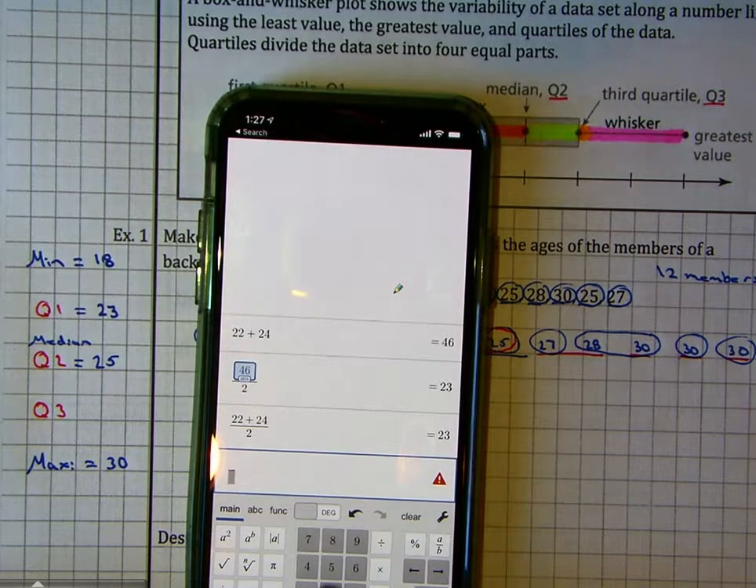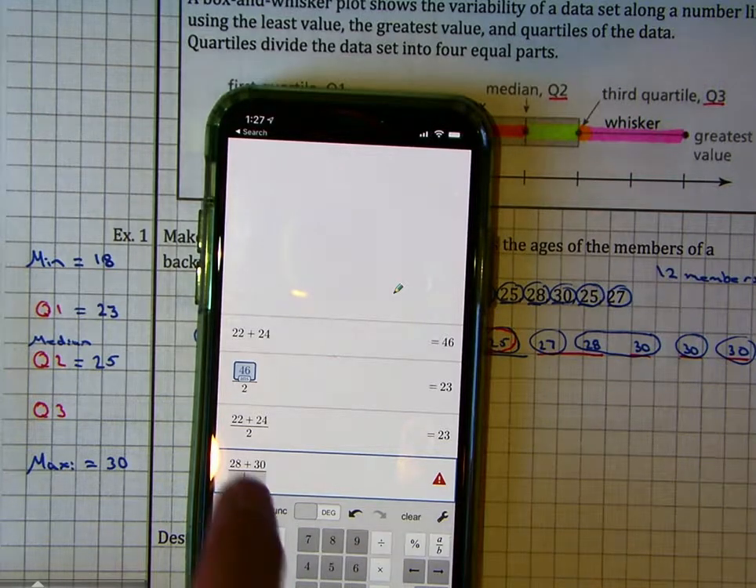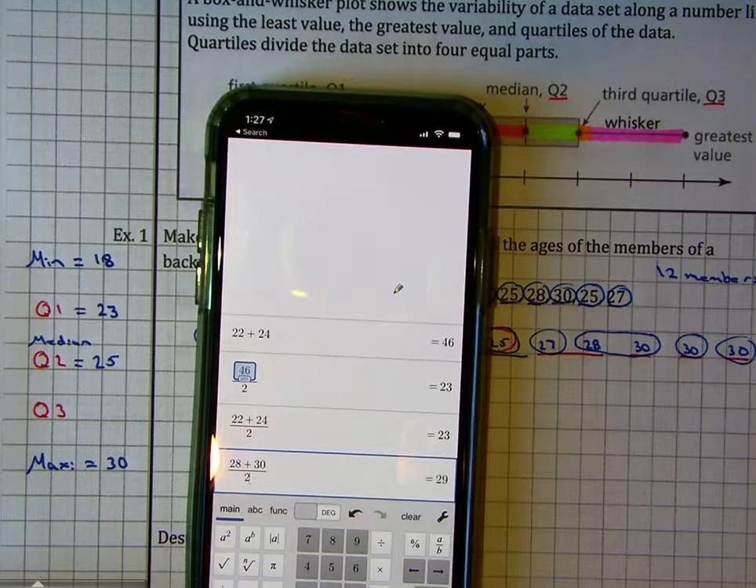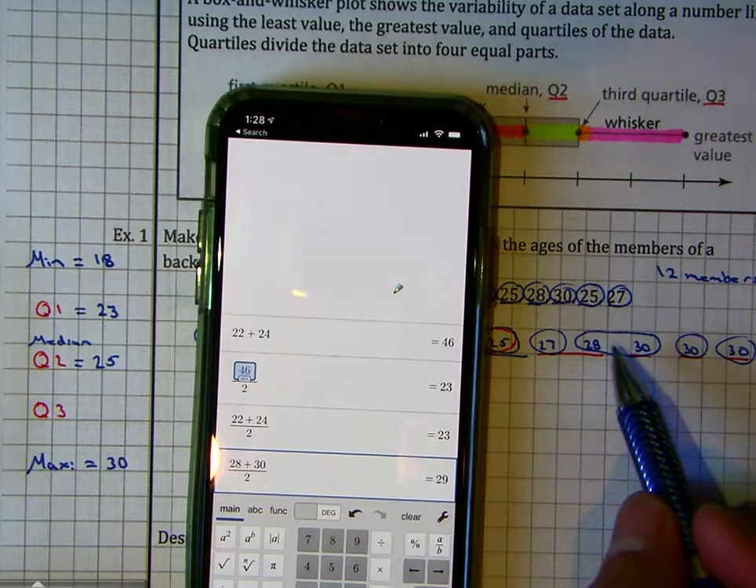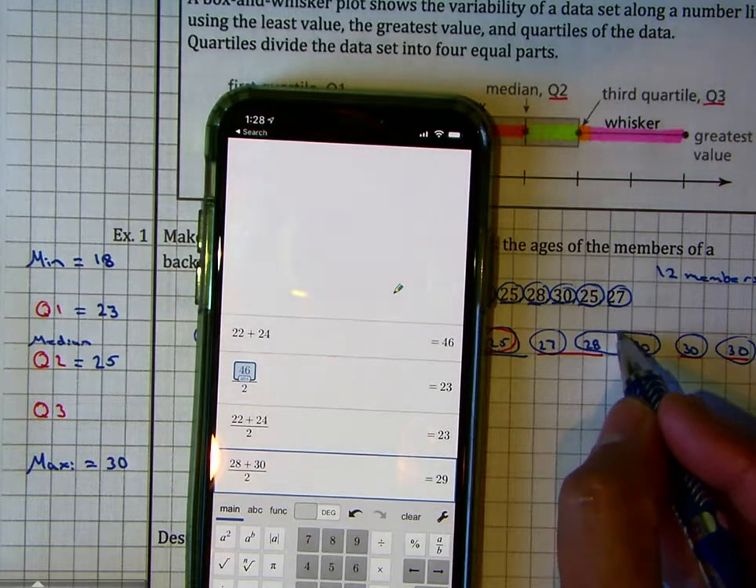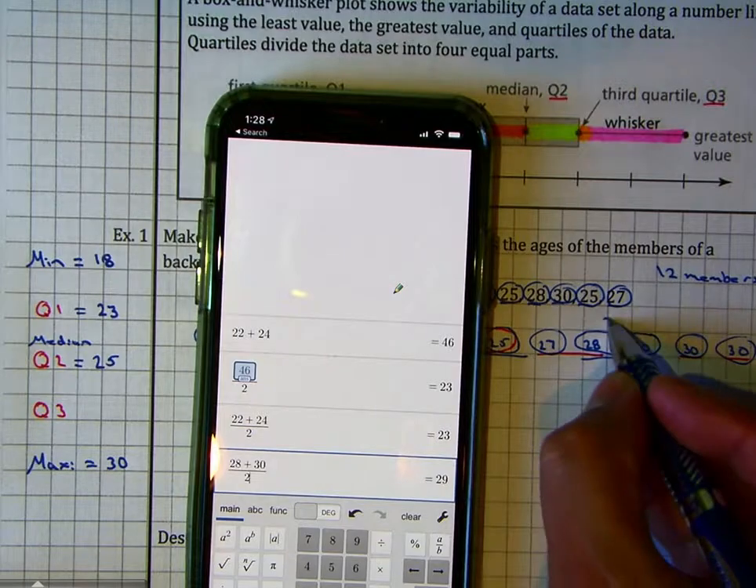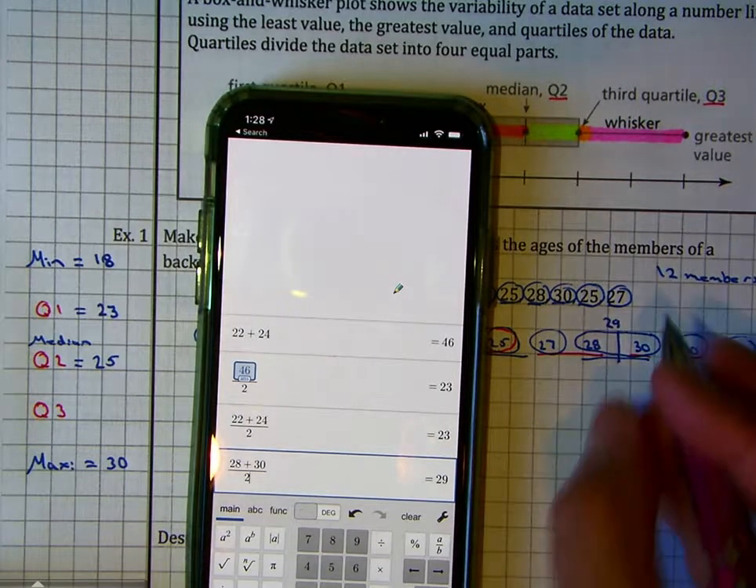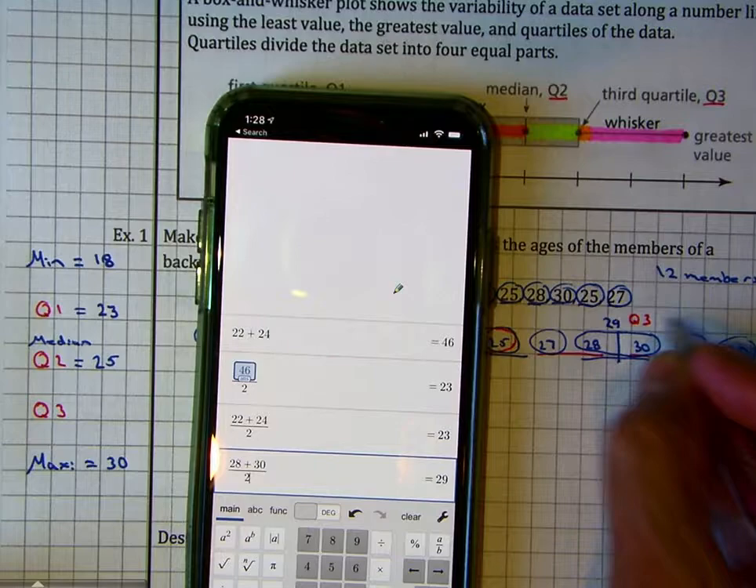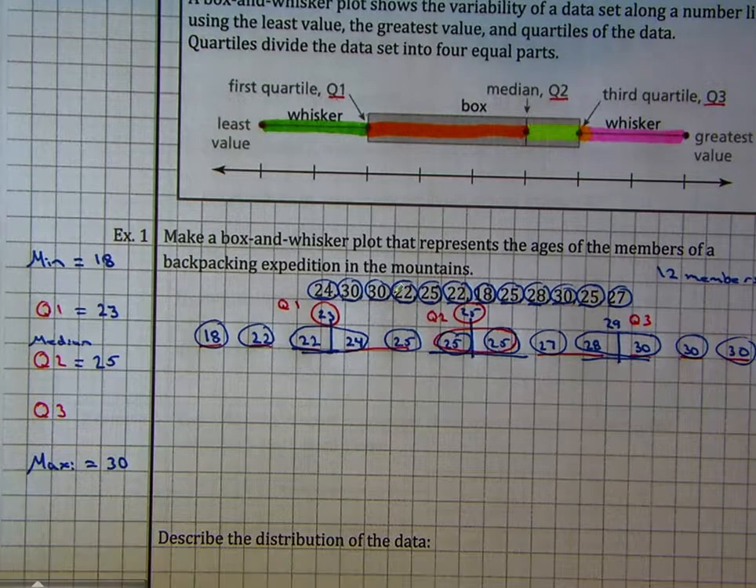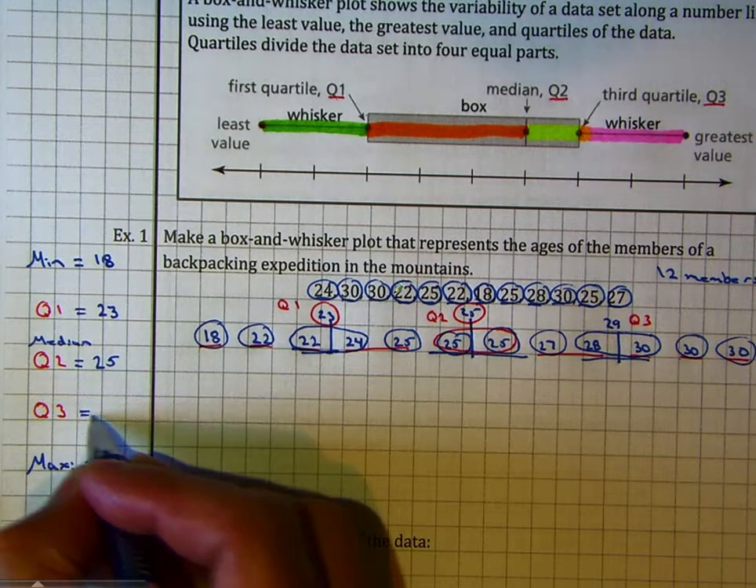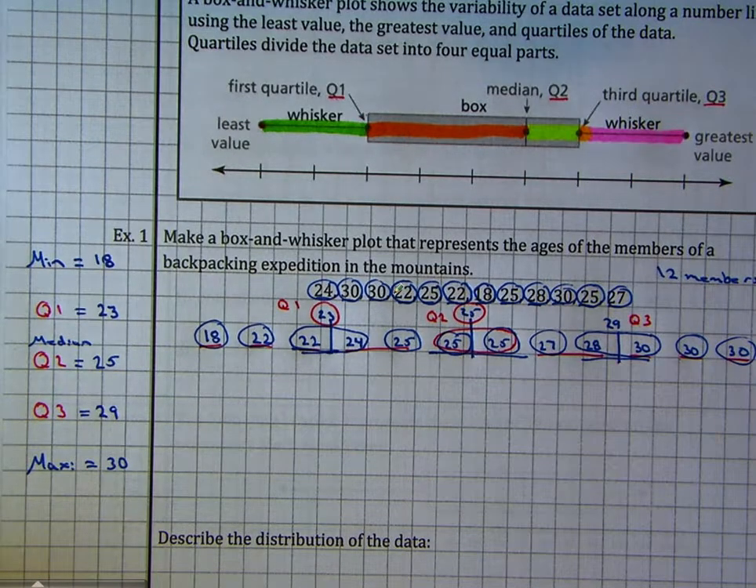28 plus 30 divided by 2, because there are two numbers. You're basically just taking the average or the mean of both numbers. Now, notice that the number between 28 and 30 is 29, correct? So therefore, 29 is your Q3. And now we can use those five numbers to create our box and whisker plot.